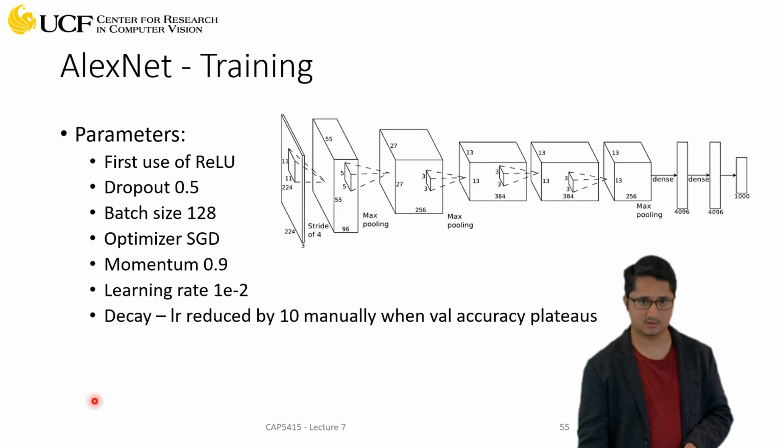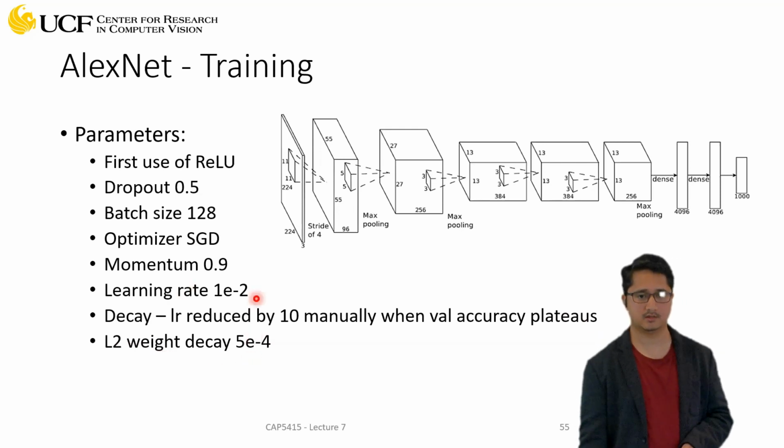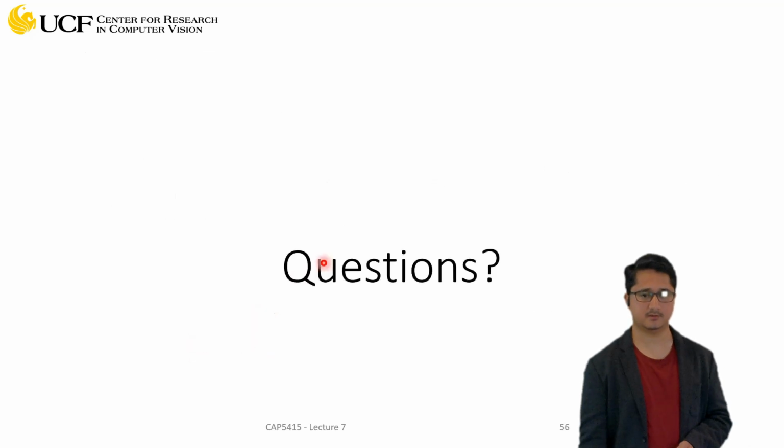Okay. So then L2 weight decay was this. This is again the regularization term we discussed. So this is a value for that.